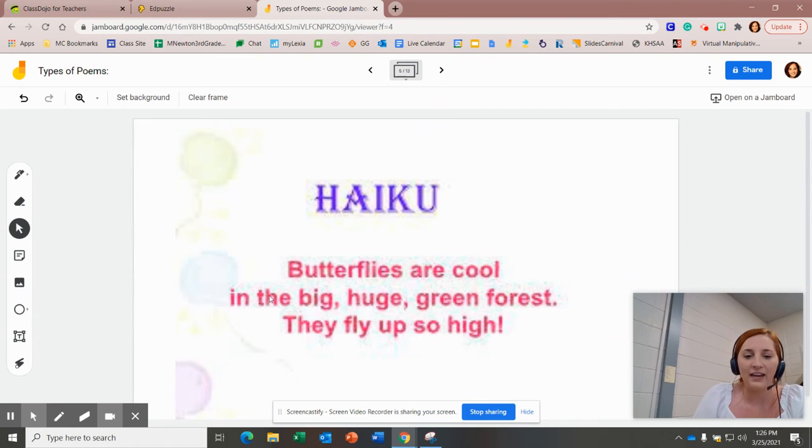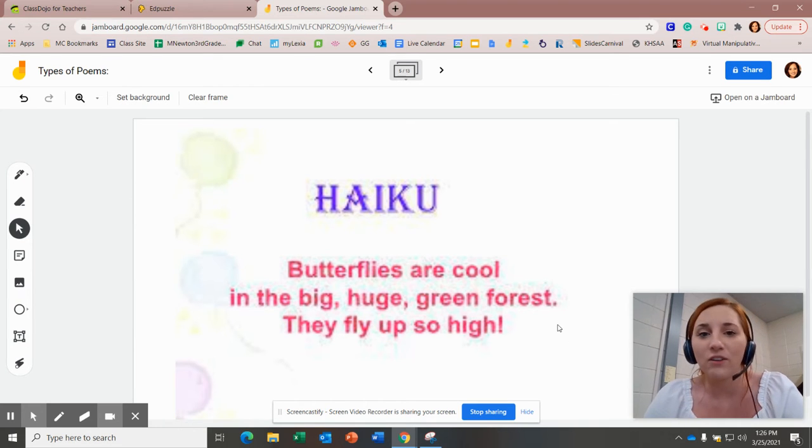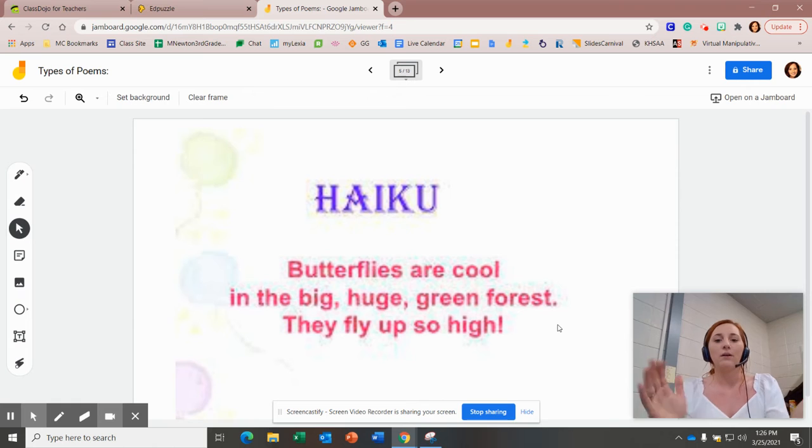An example of that is: Butterflies are cool, in the big, huge green forest, they fly up so high. So yes, this is a poem. It's called a haiku poem. Let's check it out. Butterflies are cool. That's 5. In the big, huge green forest. So there's 7. They fly up so high. There's 5. So there's your example of a haiku.